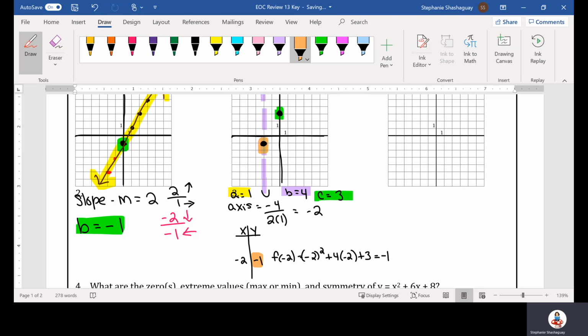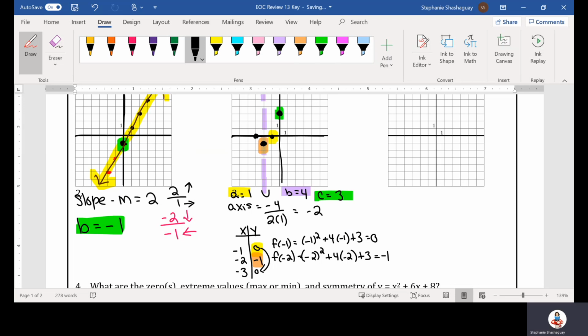Now I can find another point by finding negative 1. So if I find f of negative 1, then I'm going to have negative 1 squared plus 4 times negative 1 plus 3. Well, negative 1 squared is 1. 1 minus 4 is negative 3. Negative 3 plus 3 is 0. So at negative 1, I'm at 0. Now that I've found that point, I know that that's going to be a reflection. So at -3, I will also be at 0.